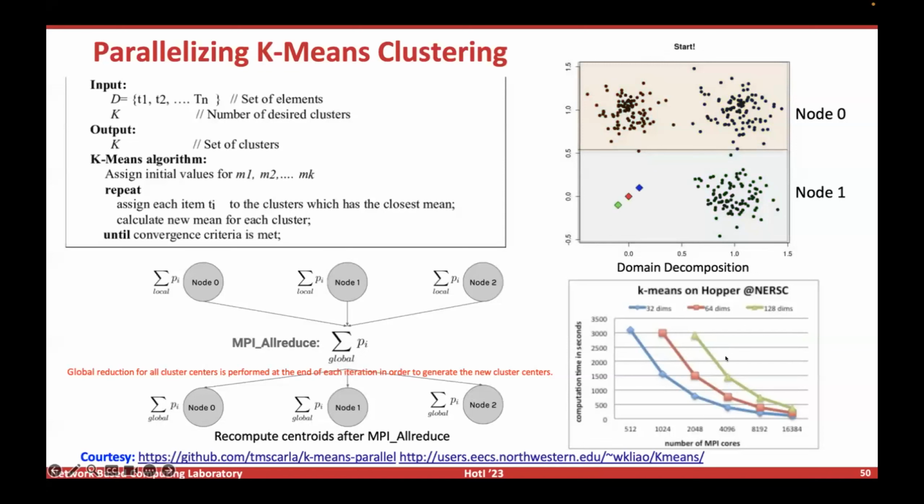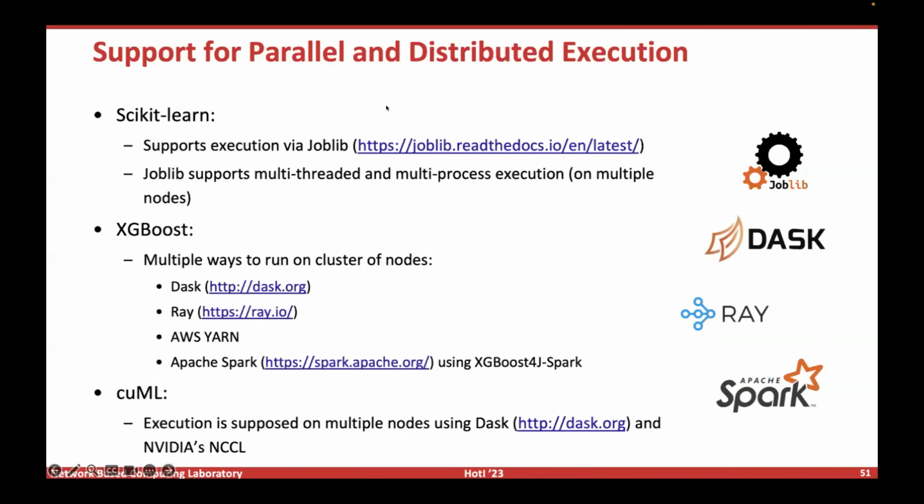So in this case, we are looking at numbers on the Hopper system, and we have this blue line corresponding to 32 dimension, red line corresponding to 64, and green line corresponding to 128. So again, we have discussed this before.